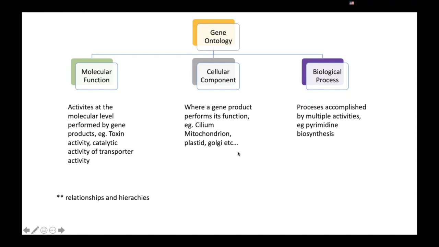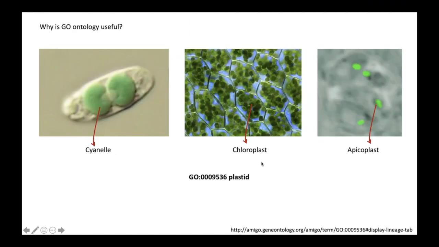So why is this important? Why should we do this? I'm going to provide a basic biological example. These are all different organelles found in different organisms: cyanelles, chloroplasts, and an apicoplast. People here who work on Plasmodium or Toxoplasma know what this organelle is. But these are all plastids, right? They all belong to this category, plastid.